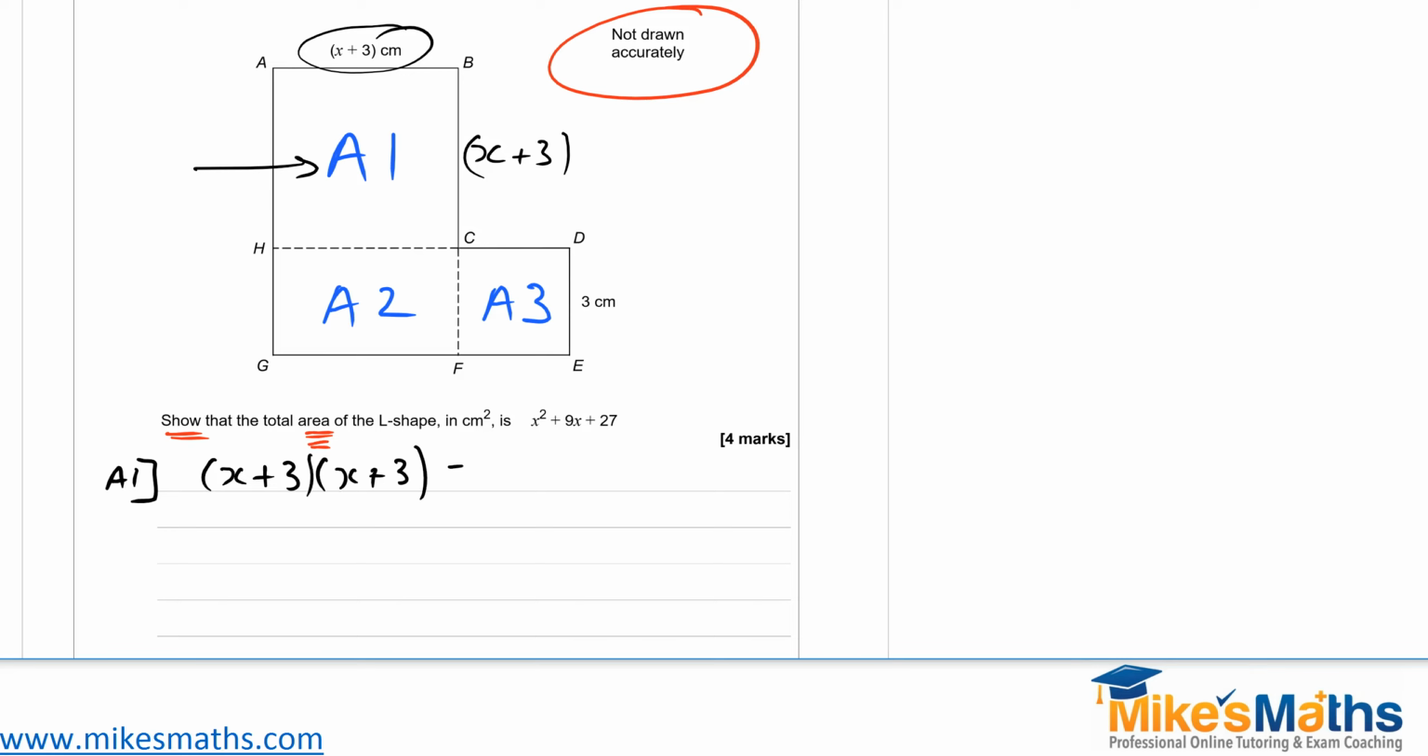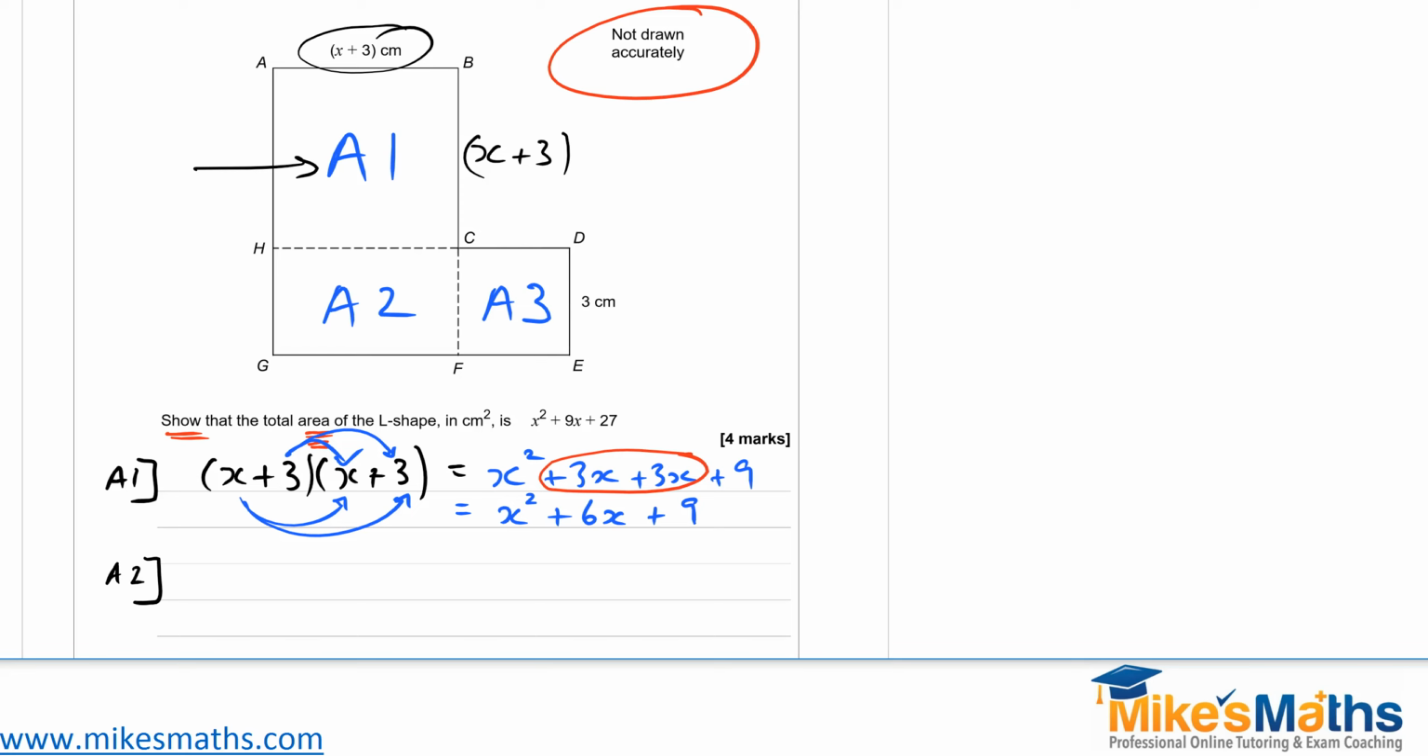That's length times width. Now we need to multiply out the brackets here, or expand the brackets, it's called, isn't it? So x times x gives me x squared, x times 3 is plus 3x, then 3 times x is plus another 3x, and finally 3 times 3 is plus 9. Now we can simplify that. We've got x squared, there's no other x squareds to add that to, but we've got 3x plus another 3x. Well, that is the same as 6x, and then we've got the plus 9 at the end. So we've done area 1, and we would have scored marks already for doing that. Probably 1 mark for that.